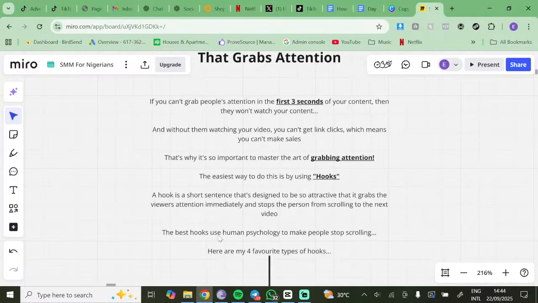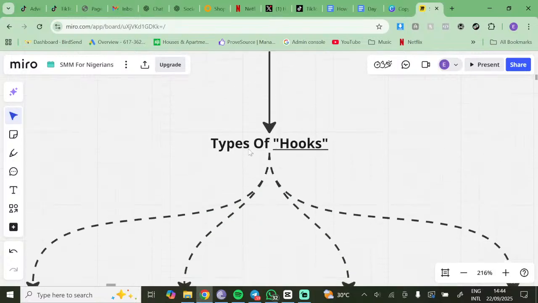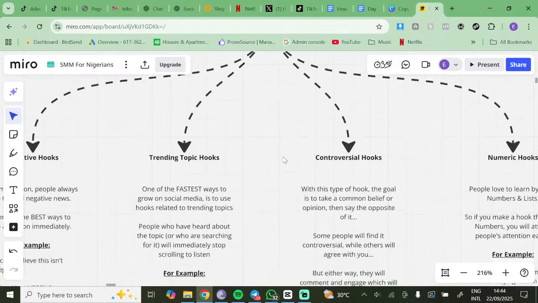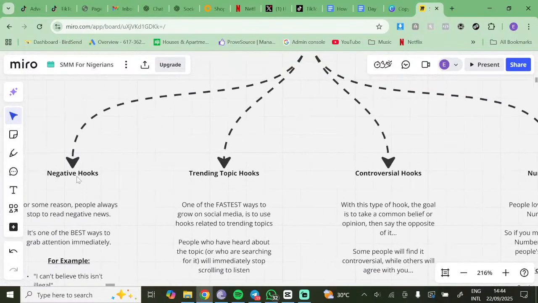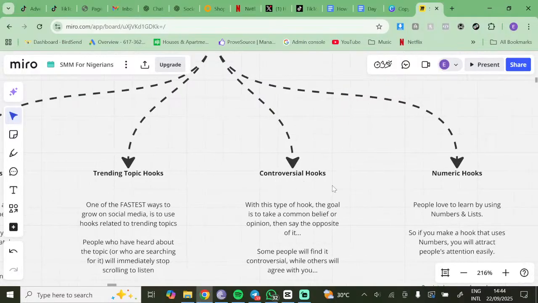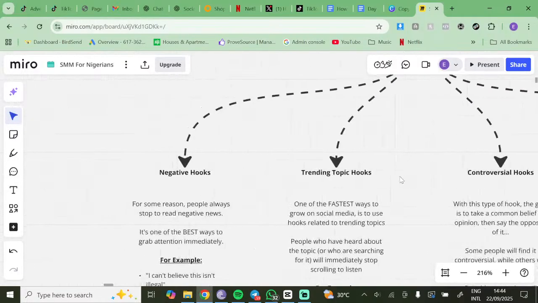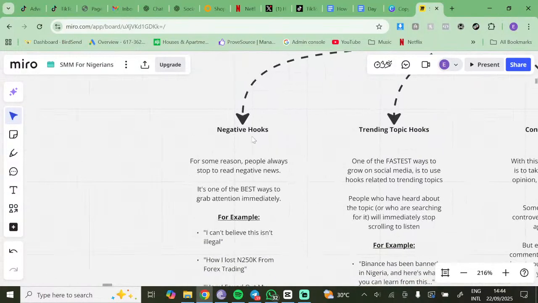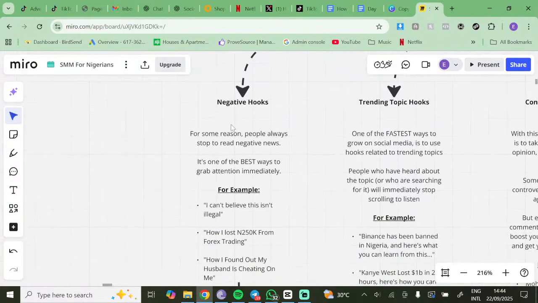Okay, now the best hooks use human psychology to make people stop scrolling. Now let me teach you my 4 different types of hooks. Okay, so here are my 4 types of hooks that I love using. You have negative hooks, trending topic hooks, controversial hooks, and numeric hooks. Okay, so let me go and start with negative hooks.